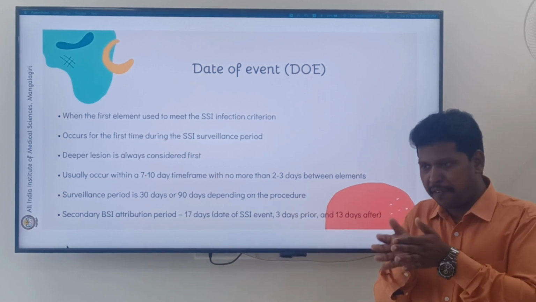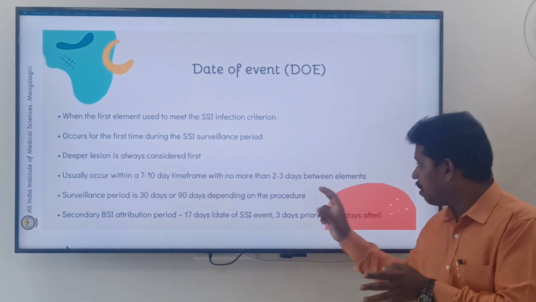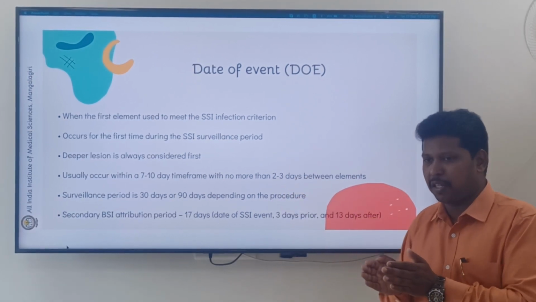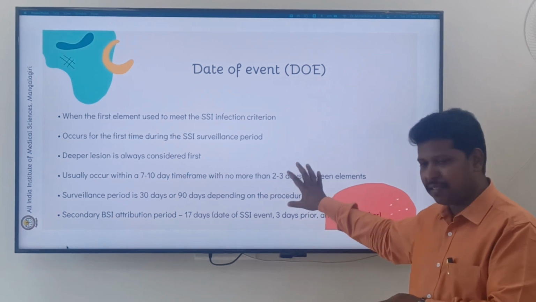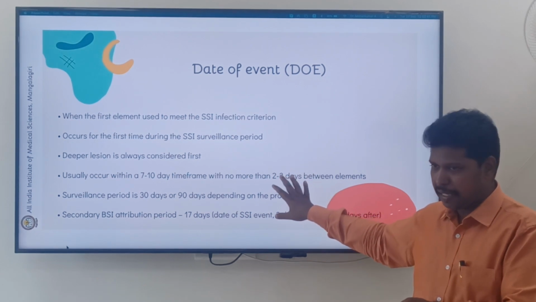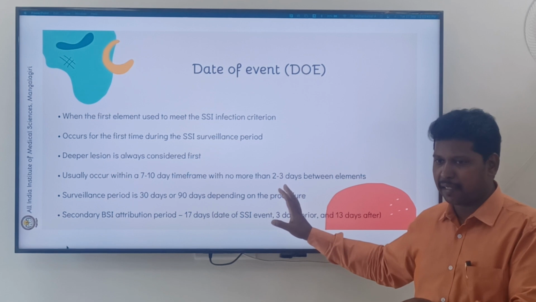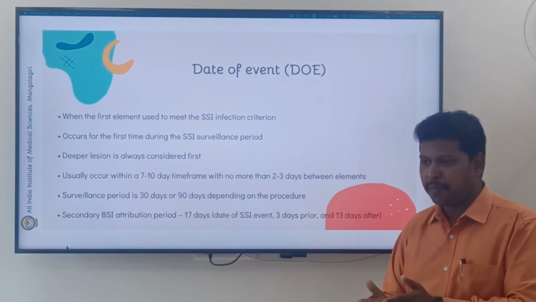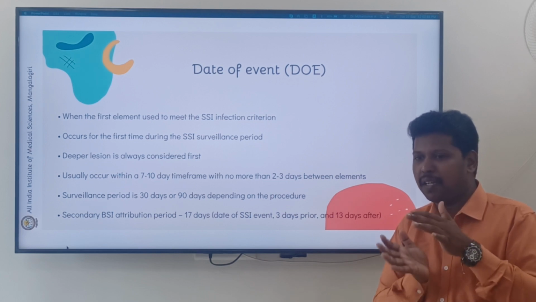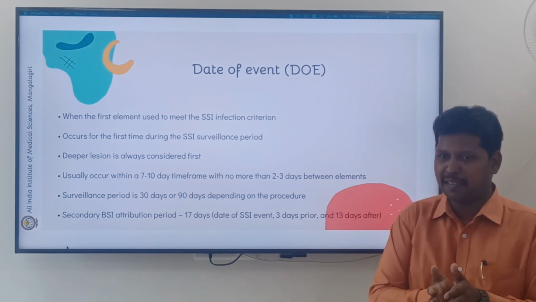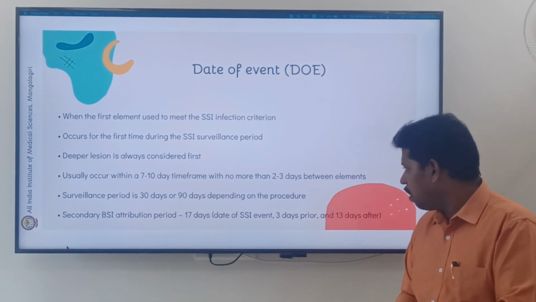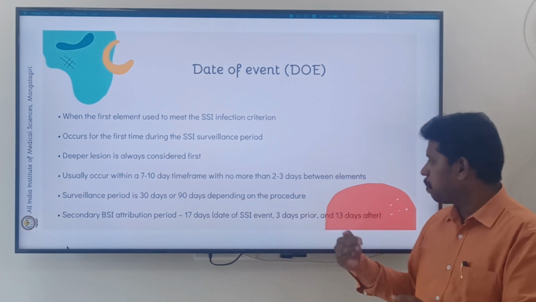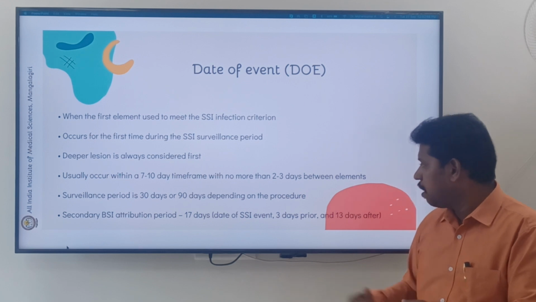So to have an infection at that site, the time duration between the multiple events also should be shorter. This is not a fixed timeline given by the CDC. This is a rough guideline, that's all. Usually they are saying within a 7 to 10 day time frame, all the SSI criteria will get fulfilled if there is a proper SSI infection. So the surveillance period, as I already told you, is either 30 days or 90 days based on the procedure, which I will talk about in the next slide.